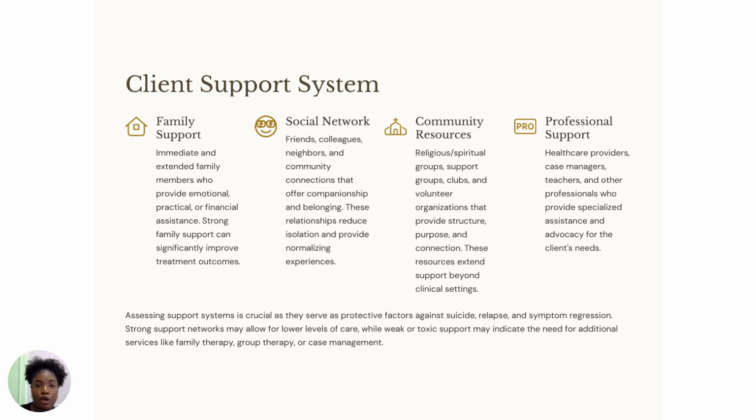Support systems can make or break a client's treatment. Ask about their circle, their family, their spiritual community. If it's strong, build on it. If it's toxic, address it with respect, of course. This also helps determine if group or family therapy is appropriate.